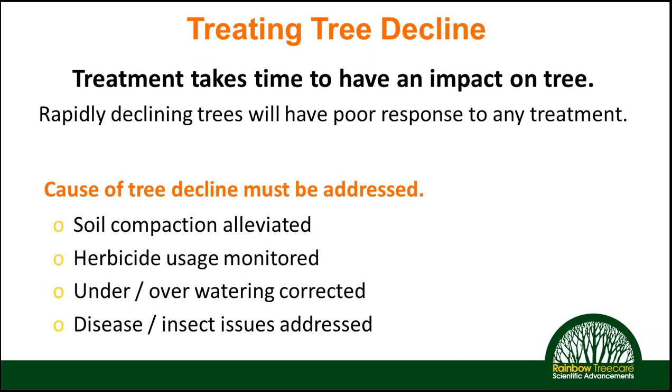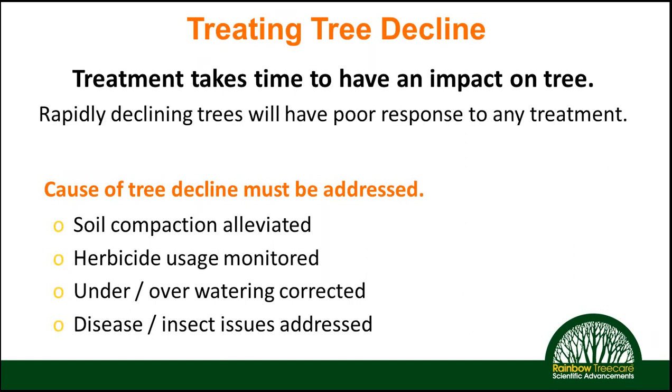Secondary invaders come in. I call them the recyclers. The borers come in, and they usually finish the tree off. But usually it's root-related: soil compaction, root loss. That is what really starts the whole spiraling down effect of tree decline. So you've got to alleviate that compacted soil.